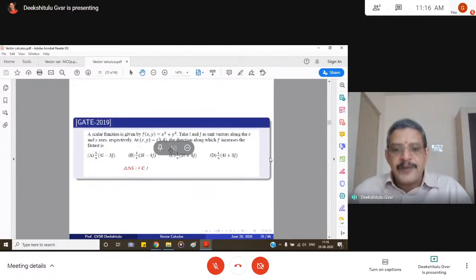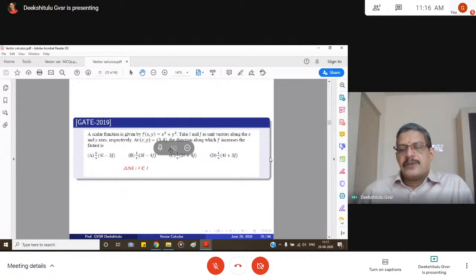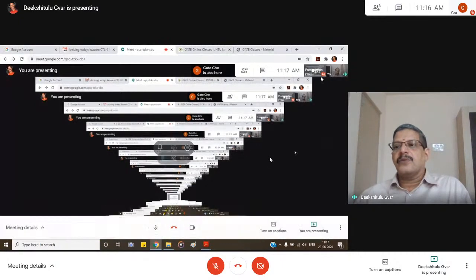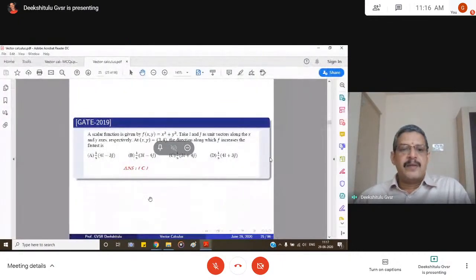Very frequently, and every year without a break, we are getting a GATE question from directional derivative. So keep that in mind and practice more problems on directional derivative. This is also given in 2019. A scalar function is given by f of x, y equal to x square plus y square. Take i bar and j bar unit vectors along x axis and y axis respectively. At (x, y) equal to (3, 4), the direction along which f increases the fastest.